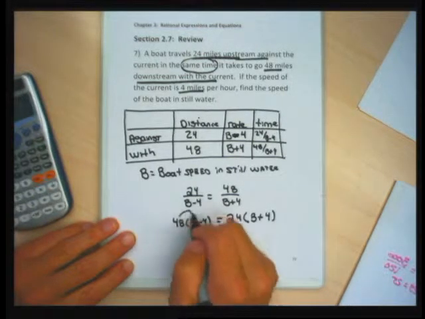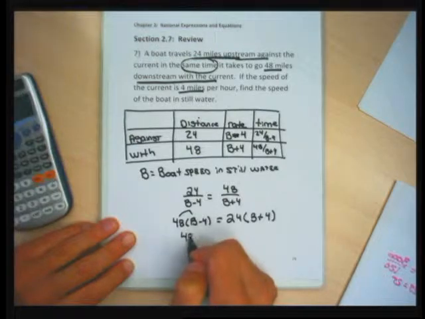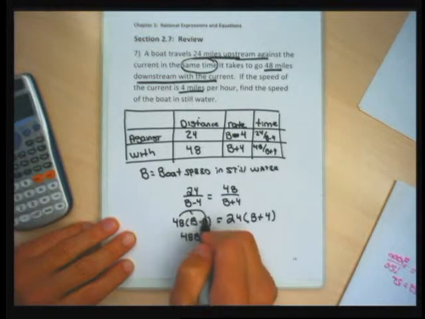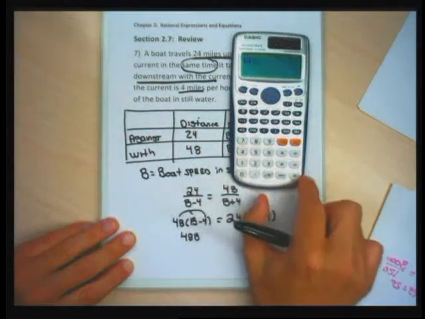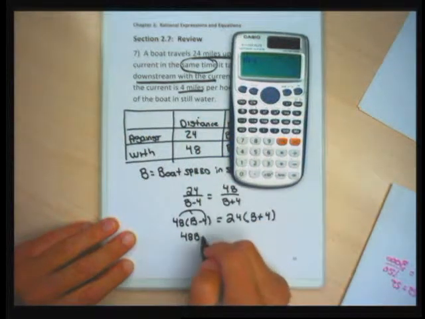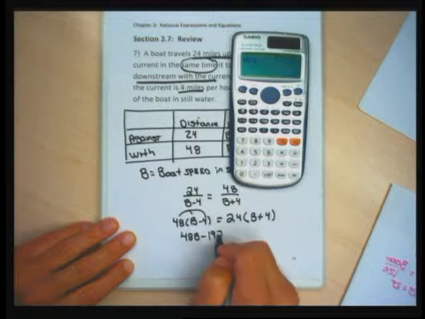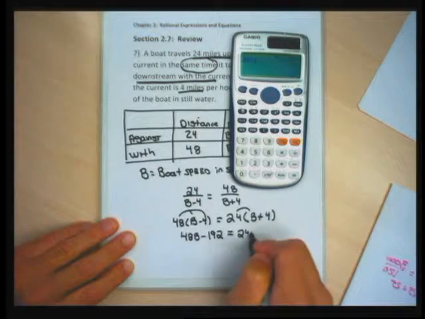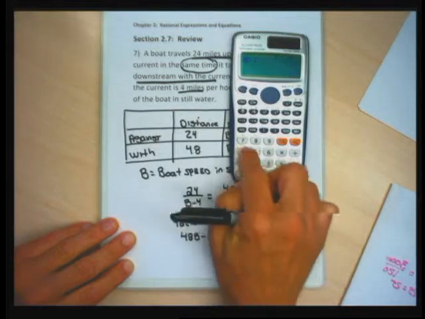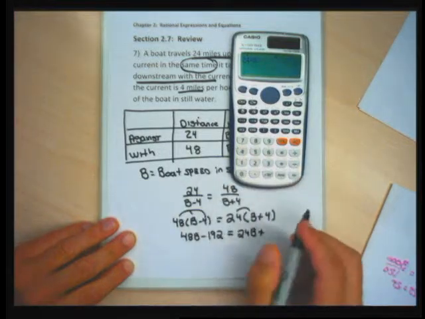I'm going to clear the parentheses. 48 times b, I'm going to write a 48b. And then 48 times 4, I'm going to write 192, but I need a minus sign for that. To the right of the equal sign, I'm going to multiply 24 times b and get 24b, and 24 times 4 and get plus 96.